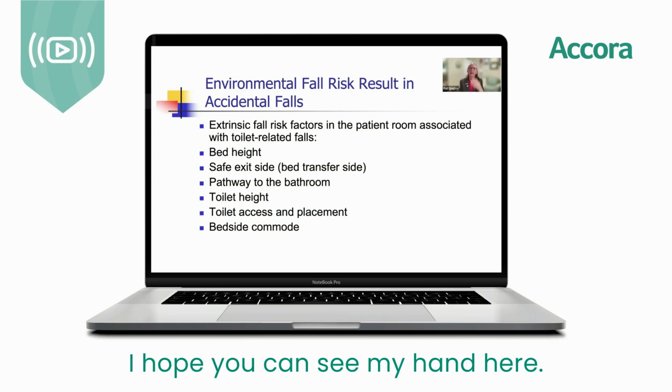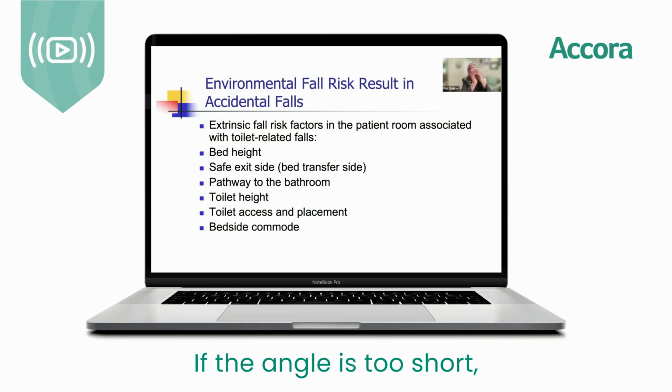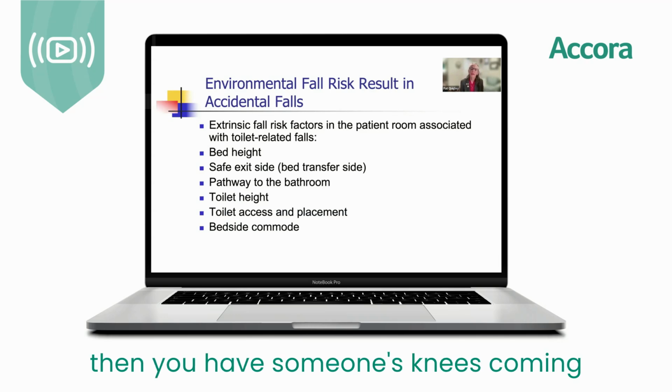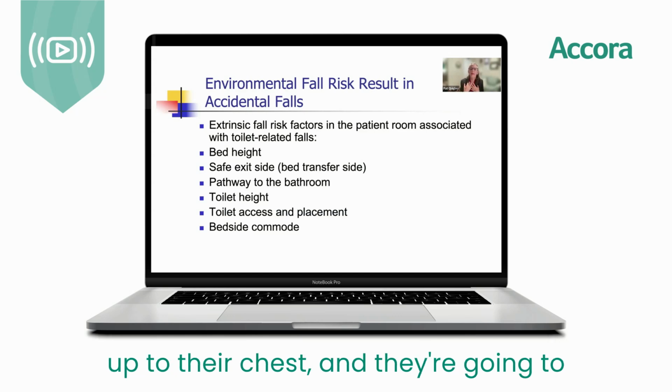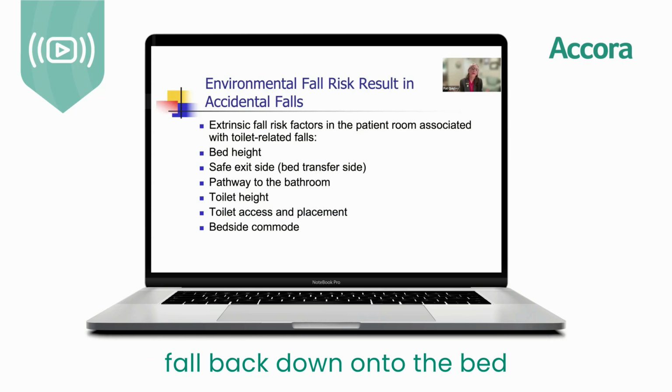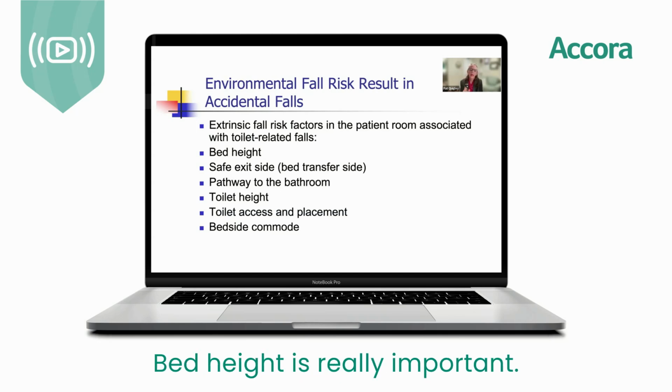I hope you can see my hand here. The angle should be wider. If that angle is too small, too narrow, then you have someone's knees coming up to their chest, and they're going to be trying to get up without you, and they're going to fall back down onto the bed or fall off the bed even as they're trying to stand up and push off the bed. So bed height is really important.